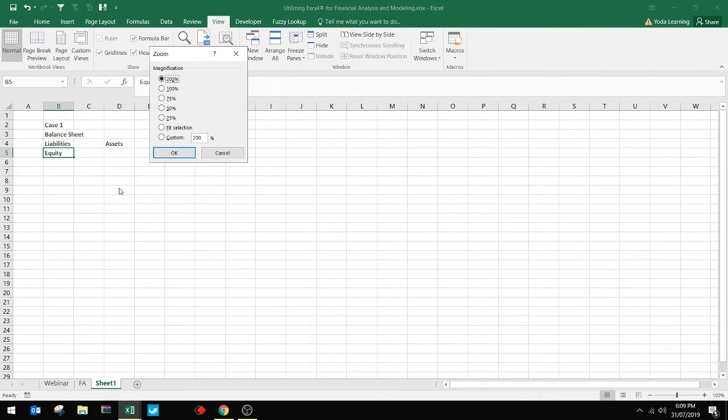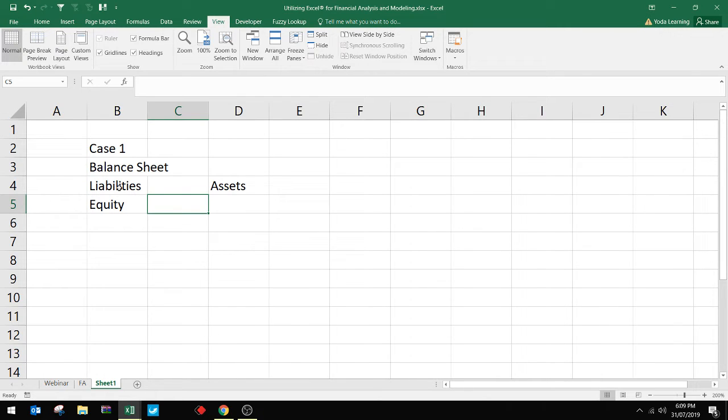Let me zoom in so this will be more convenient. An equity that I bring into this business of $5,000. What do you do with that $5,000? You buy a printing machine, which is going to be called your fixed asset. There we go. Fixed asset worth 4,000.